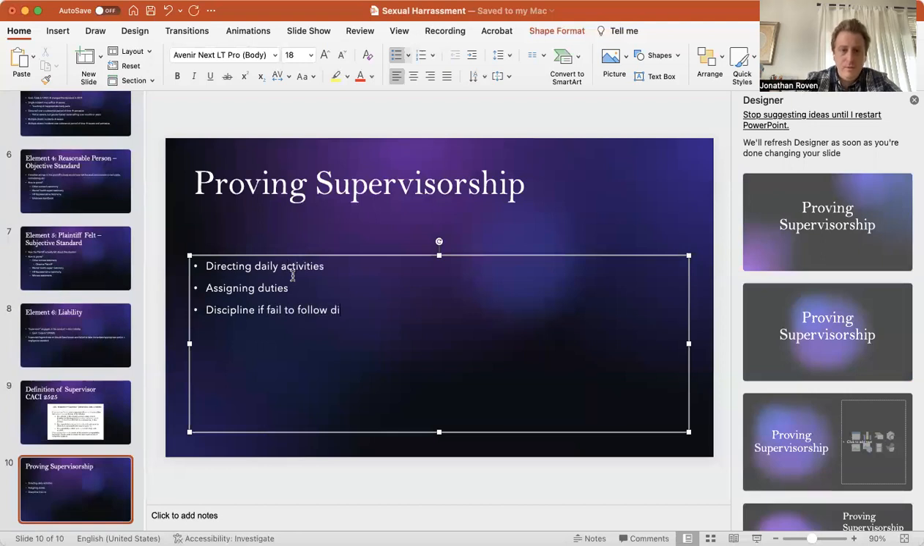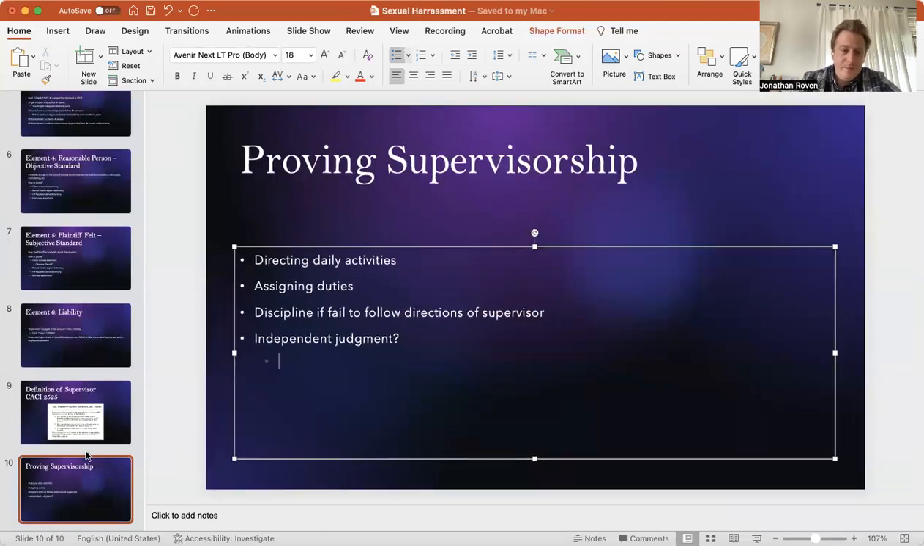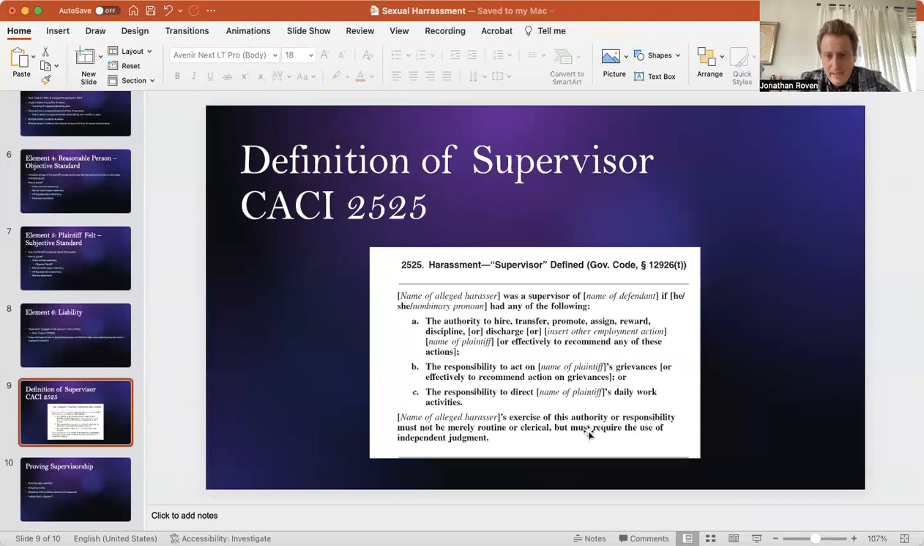failed to follow directions of supervisor, and then it's the big one, independent judgment. So what is independent judgment? It can mean that they do it on their own without so much input from their higher ups.